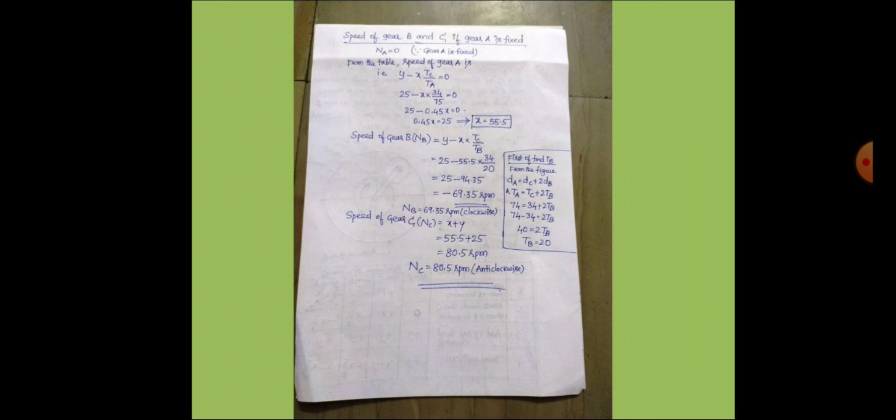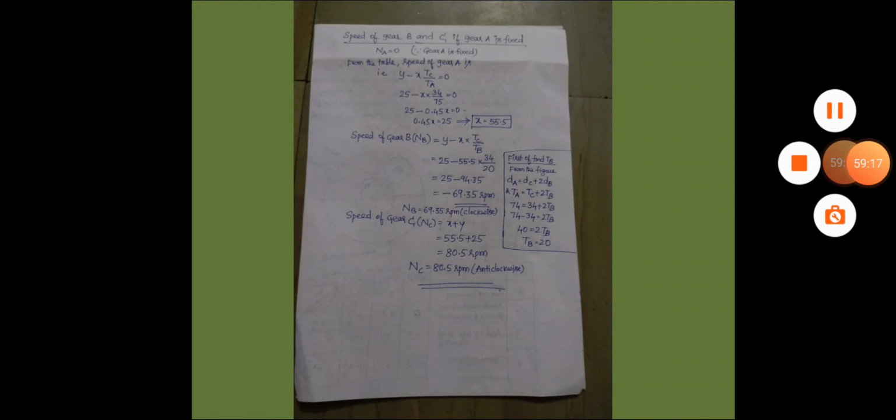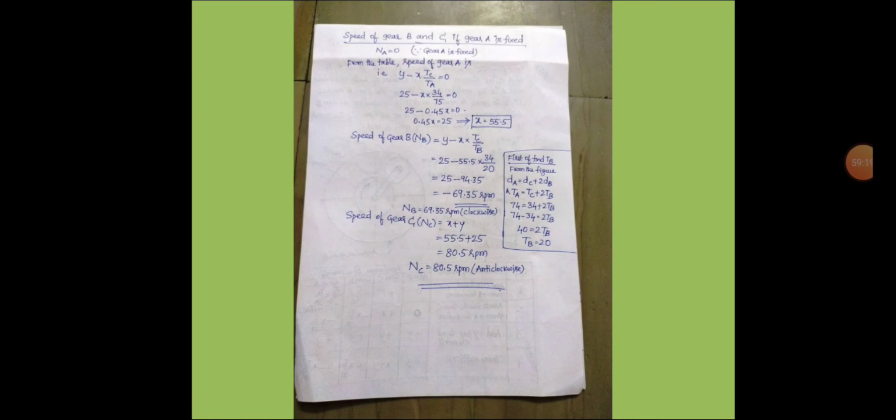Next, speed of the gear C, that is NC. From the table, speed of the gear C is, from the last row, X plus Y. So NC is equal to X plus Y. X is 55.5, Y is 25. If I add both, 80.5 RPM. Therefore, NC is equal to 80.5 RPM. In the bracket, you write down anti-clockwise because it is plus 80.5 RPM.